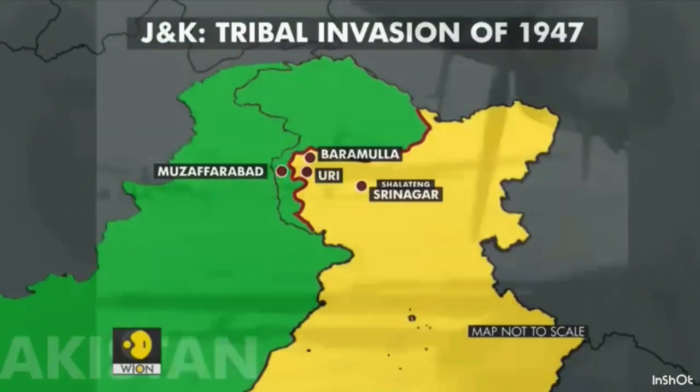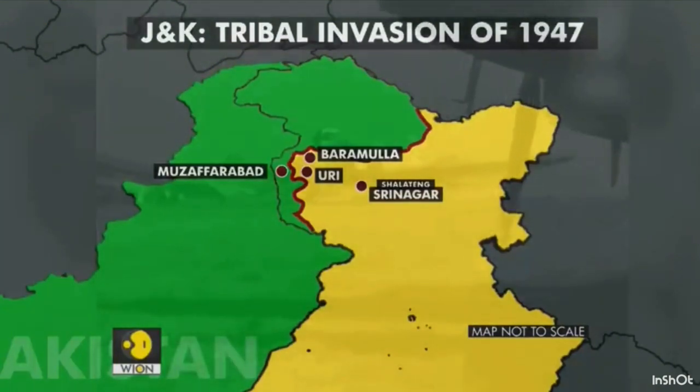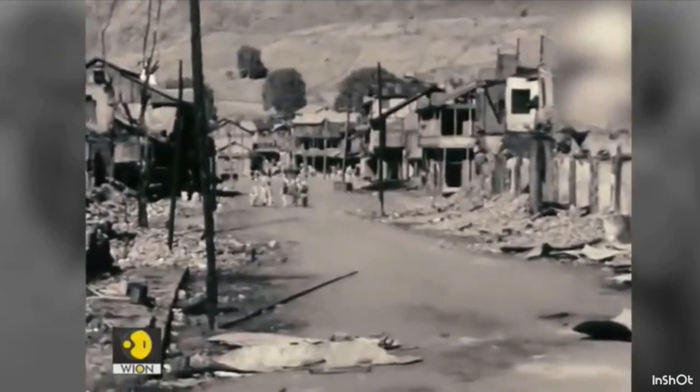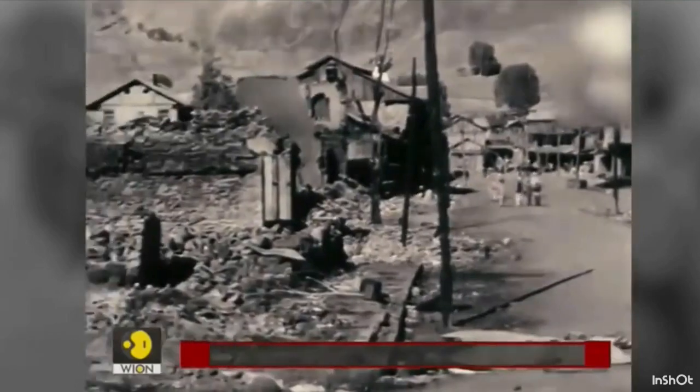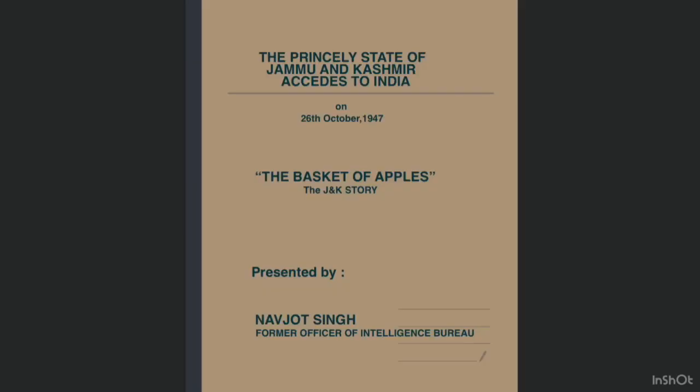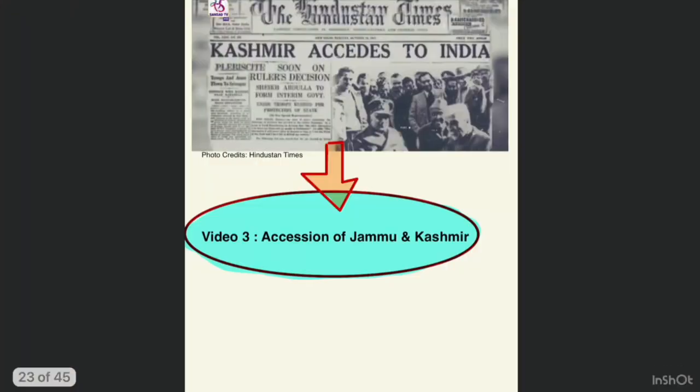Let us try to delve deeper into these intricacies of how the erstwhile princely state was integrated and the key actors that played a very, very critical role in those turbulent times in the formative years of India's independence. So, friends, let's start our story of the basket of apples, the story of the princely state of Jammu and Kashmir.